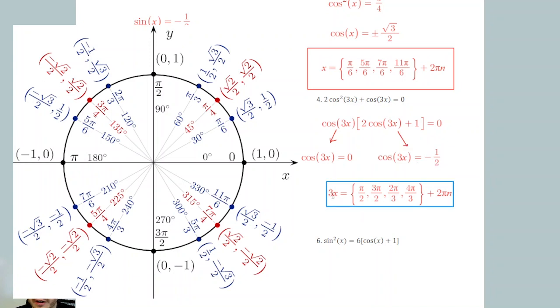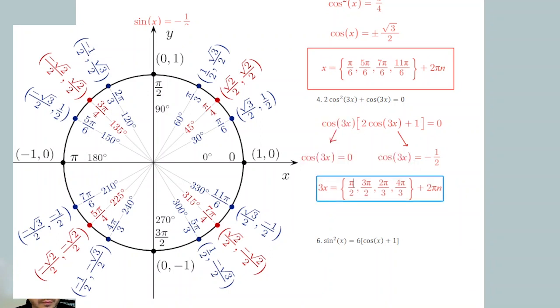But we do need to divide everything by 3. So let's go ahead and do that. I think the real key thing to remember here is that you don't want to do this division until after you've already found your angle measures.